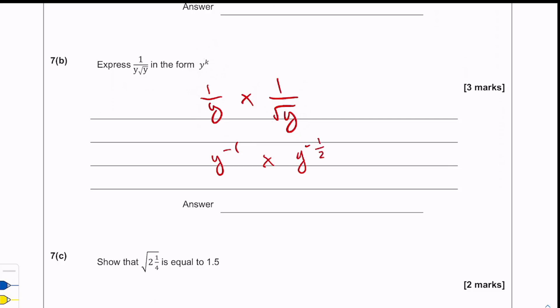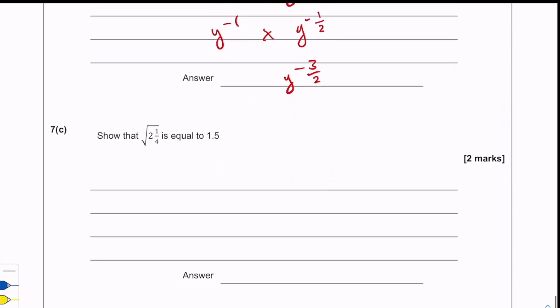The final thing to do, as the base is the same and we are multiplying, we just need to add these two exponents here, so we end up with y being raised to the power of -3/2. Okay, not too bad. You just need to split this up, make it a bit easier so that you can see what's going on, and then just use the power rules to get -3/2 as our exponent.